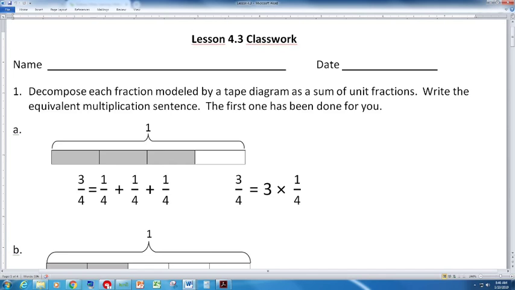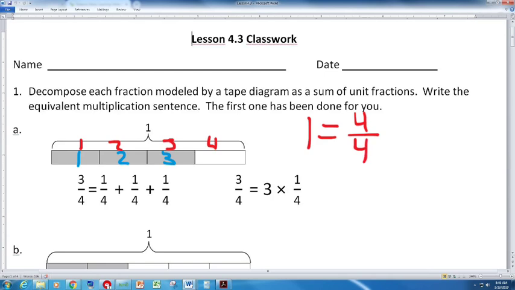We're working on decomposing some fractions using tape diagrams, using the sum of unit fractions. So we're going to write equivalent multiplication sentences with them. For this one we have 1, 2, 3 shaded boxes out of a total of 4 boxes, 1, 2, 3, 4, and these 4 total boxes equals 1, so 1 equals 4 boxes out of the 4 total boxes, okay?